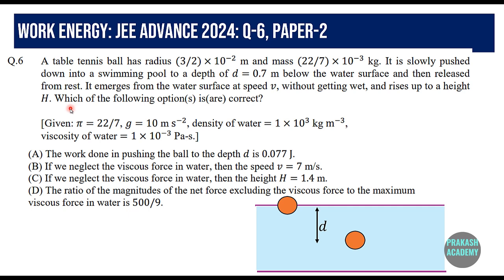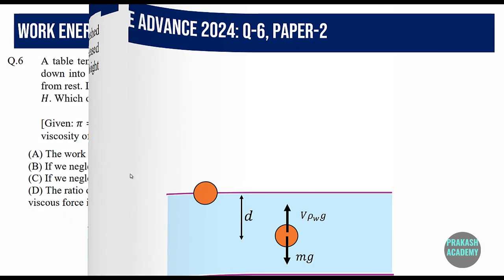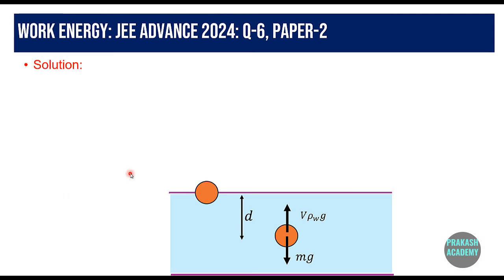Then we have to find which of the following options are correct. Some options are given and we have to find which options are correct or incorrect. Constants are given, pi is given, g is given, density of water is given and viscosity of water is also given. So let us try to solve this problem. So we will take each option separately.